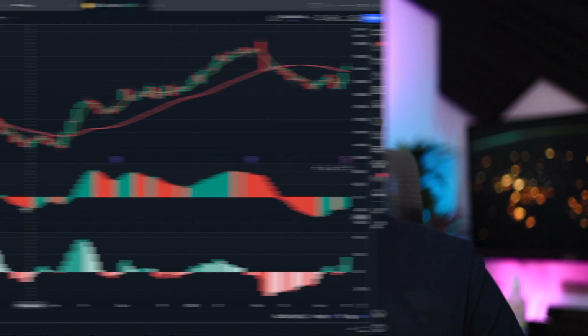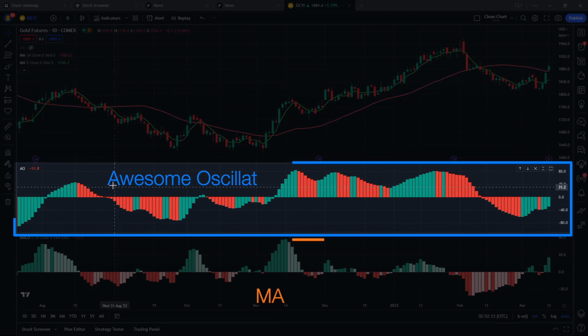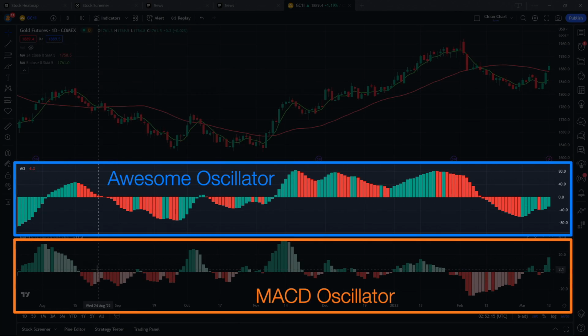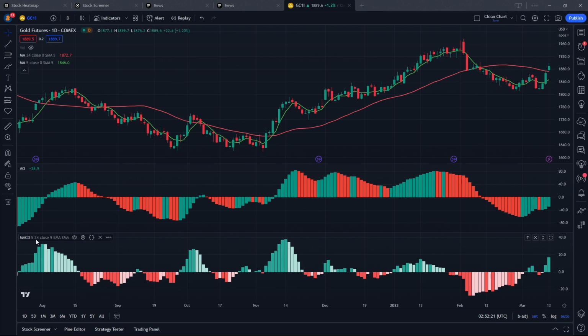But in reality, the Awesome Oscillator is just a simplified version of MACD. So now we have Awesome Oscillator in the middle and the MACD at the bottom. And this is the same period. So MACD is 5 and 34. But of course, we can see it's not the same at all. And we can make MACD behave just like Awesome Oscillator by using the signal.